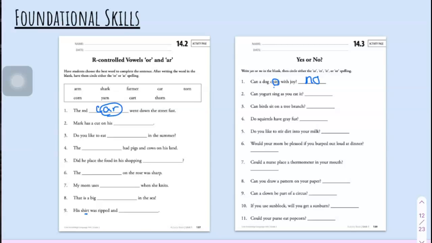That's what you're doing on these pages, boys and girls. You have these 2 pages to complete and the Flippity.